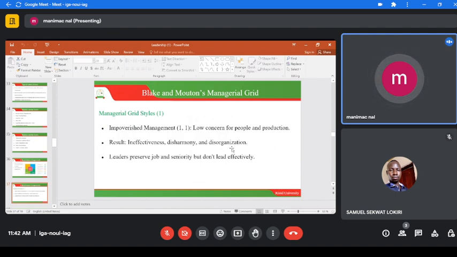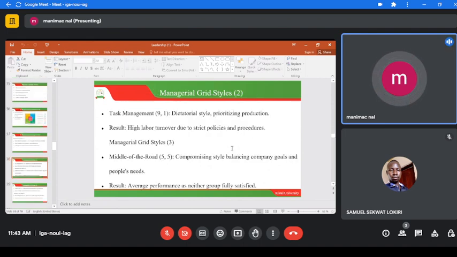the lower people, or concerns on the people and then the production, whereby the results look at the ineffectiveness, the disharmony that people are going to have with each other, the disorganization that they are going to have with each other, and also leaders preserve jobs and seniority, but also don't lead effectively.